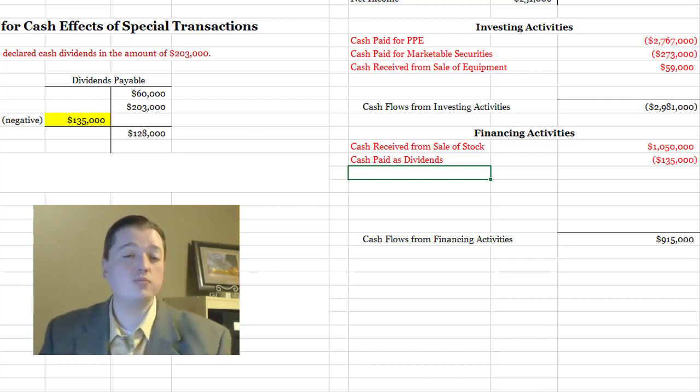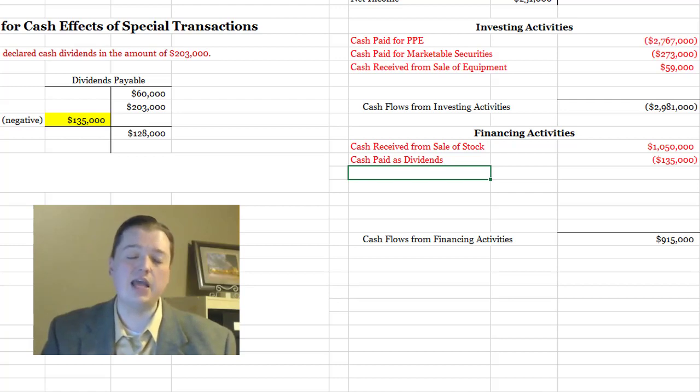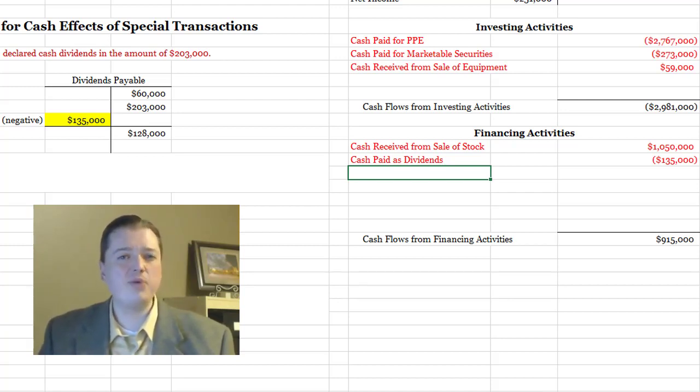You could put cash paid for dividends, cash paid as dividends. There's some flexibility there, and that's okay. FASB's allowed it, but we do want it to look formal on a statement of cash flows. So we're not just looking at the change in dividends payable account. We're going to say this is cash paid as a dividend or for a dividend.